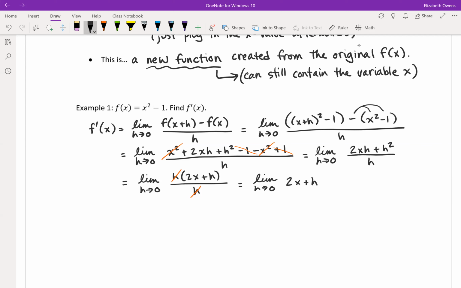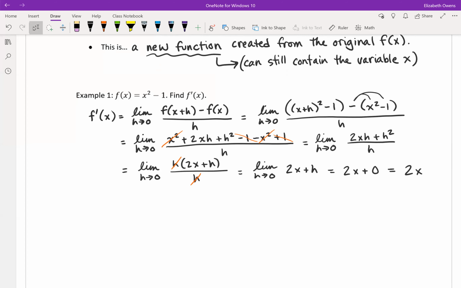Now, remember to be careful with your variables here because we have x and h, and it's h that's approaching 0, remember? So put your 0 in here, not for x. Just to make sure. So we're going to have 2x plus 0, and that gives us 2x. So that is the derivative of our function f of x. The derivative, we say, is f prime of x, and it equals 2x.